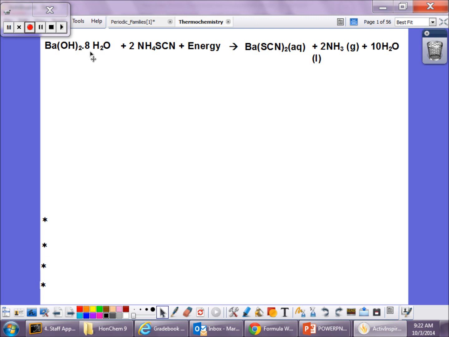That's why it was not a solid. And then we have ammonia. This is the very strong smell you had. And we have some water molecules. So this is the balanced equation for the reaction between barium hydroxide octahydrate and ammonium thiocyanate. As you can see, it is absorbing heat. Heat is on the reactant side. It is an endothermic reaction.